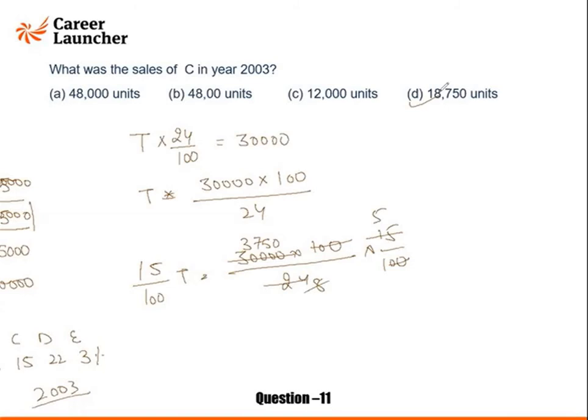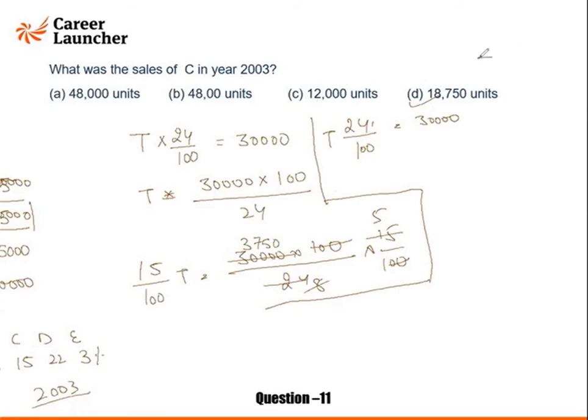Now, that's the one part. This is how we have formally solved the question. But actually, do we need to solve the question? The answer is no. See, 24% of T, I know. This is 30,000. And my options are pretty far apart. Look at the options. One says 48,000, one says 4,800, another says 12,000, and another says 18,750.